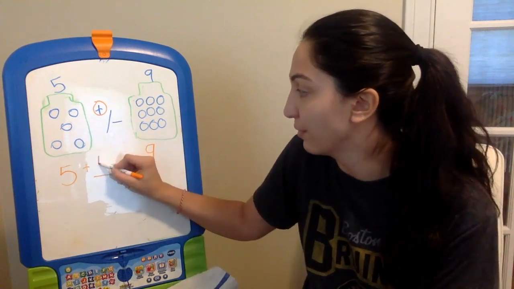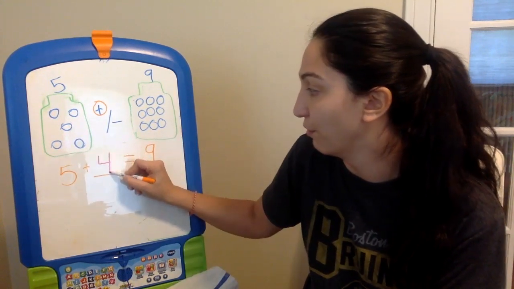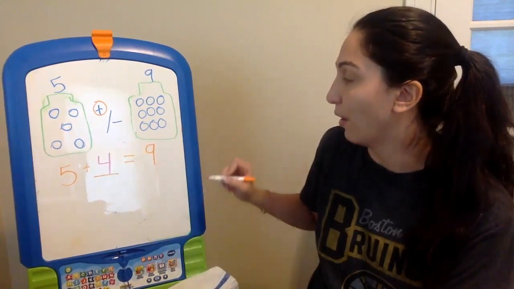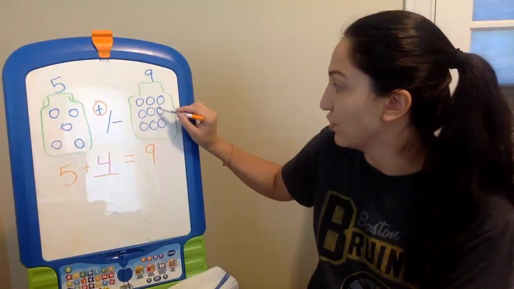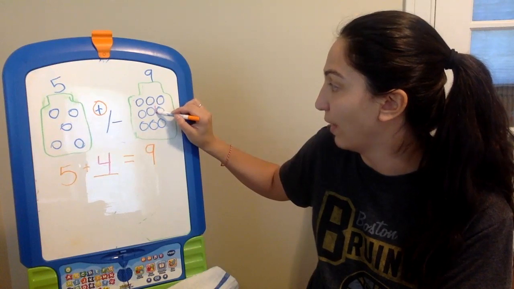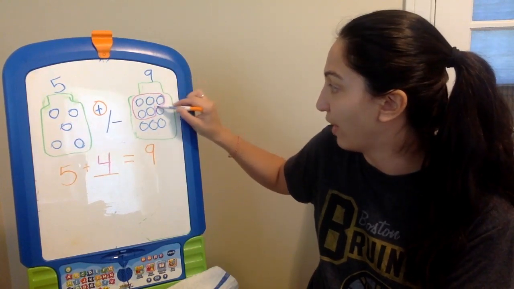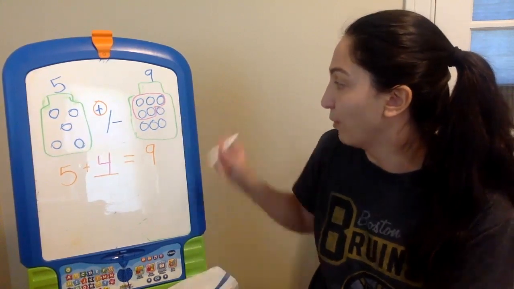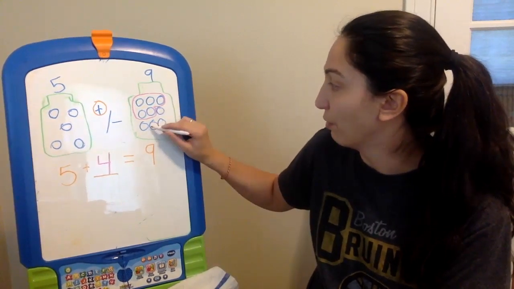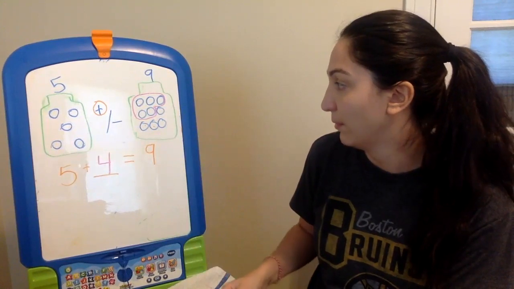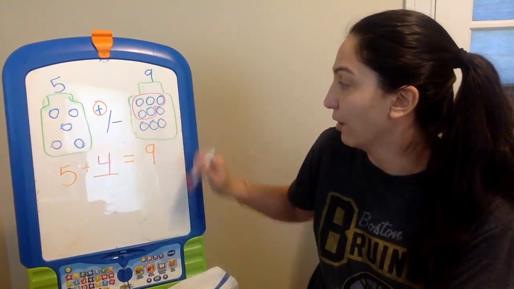If your answer was 4, you are correct. And I'm going to show you how I know. I'm going to circle away 5. So 1, 2, 3, 4, 5. And I'm left with 1, 2, 3, 4. So I added 4 to my jar.